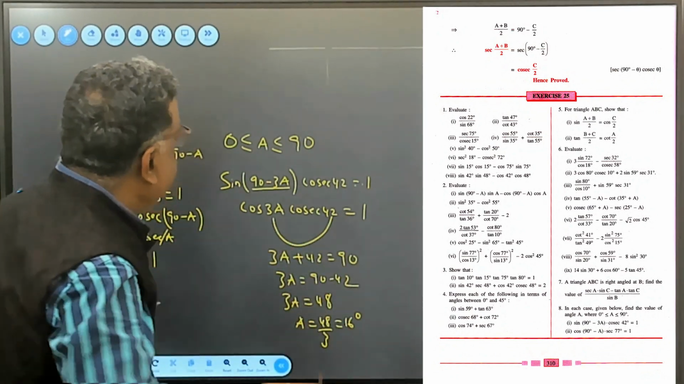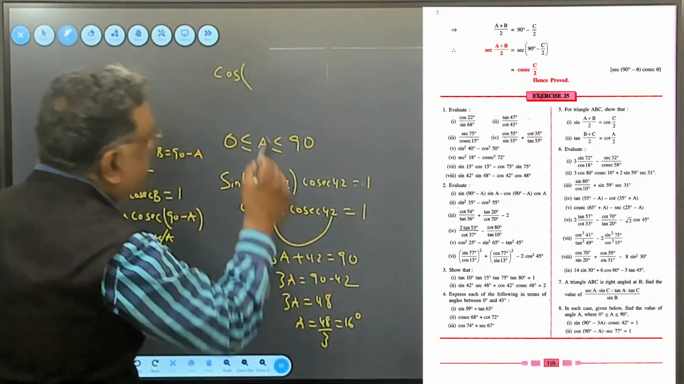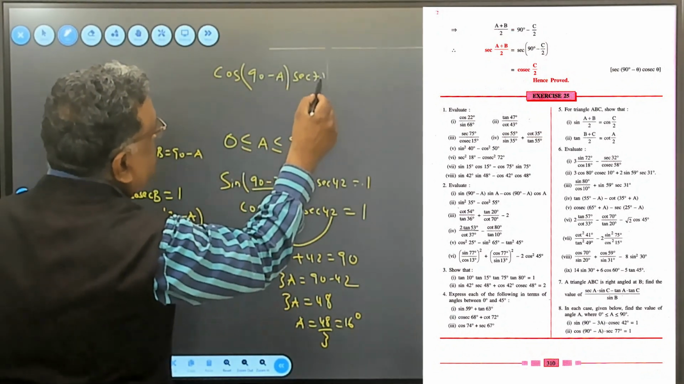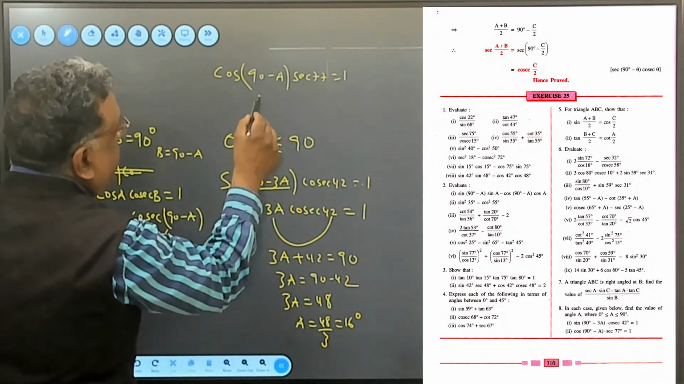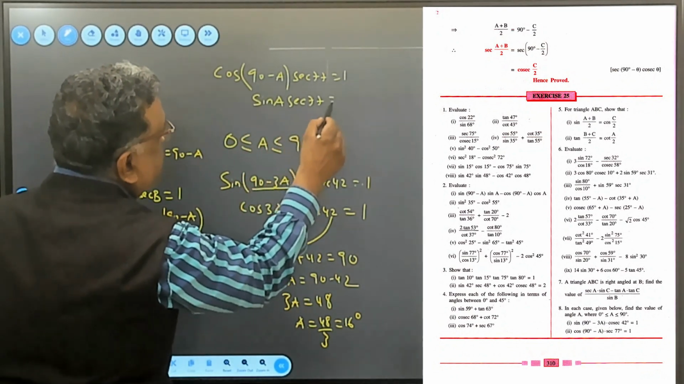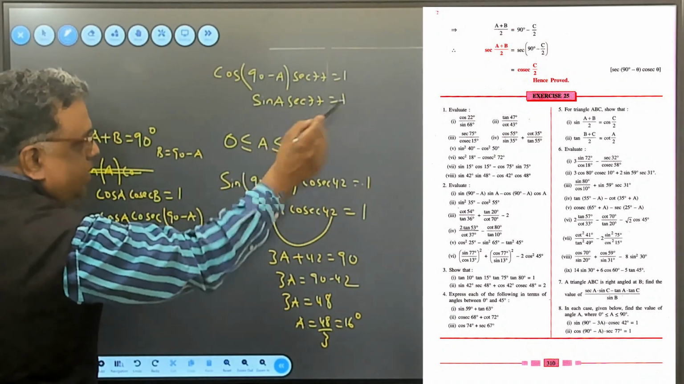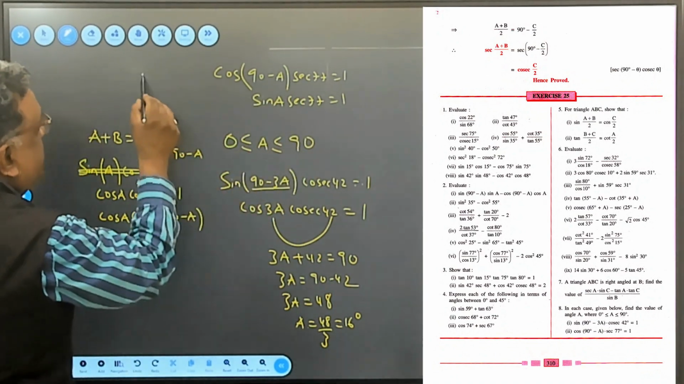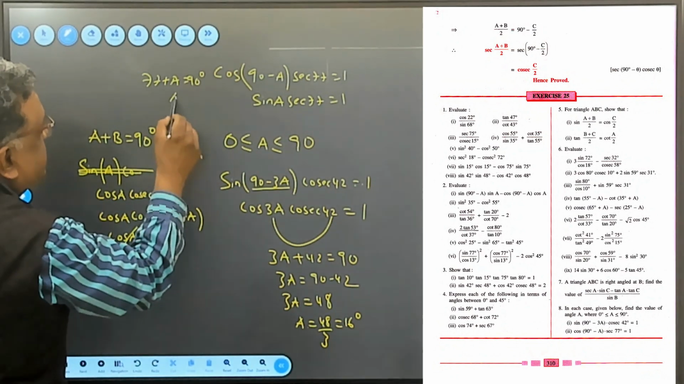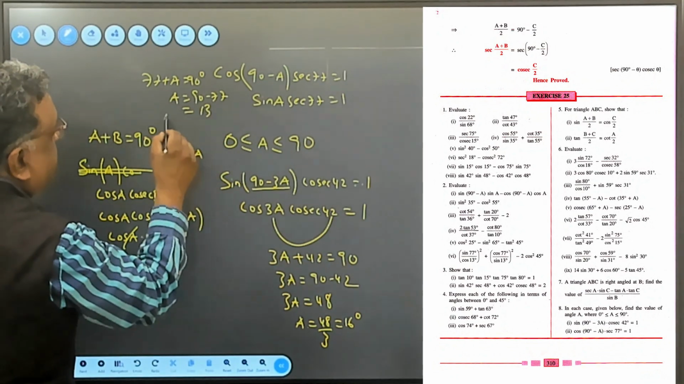Same way the next sum is given as cos of 90 minus A into sec 77 is 1. So cos of 90 minus A, I can write it as sin A into sec 77 is 1. When is this possible? Sin A into sec B is 1. Only and only when 77 plus A is equal to 90. Which means A is 90 minus 77. Which means A is 13 degrees.